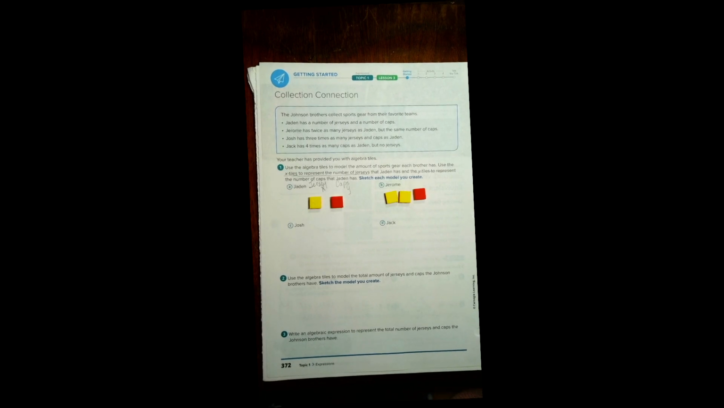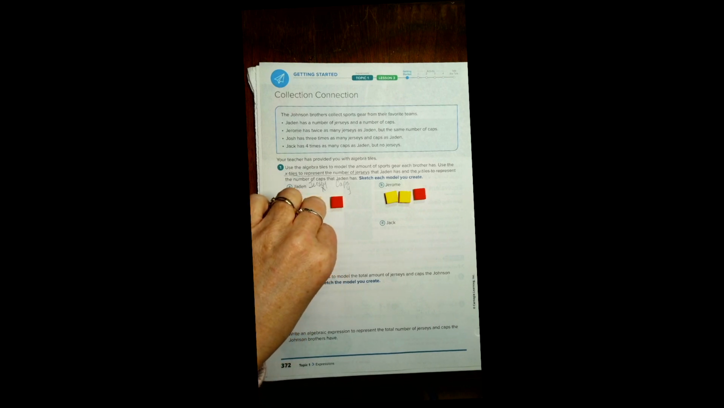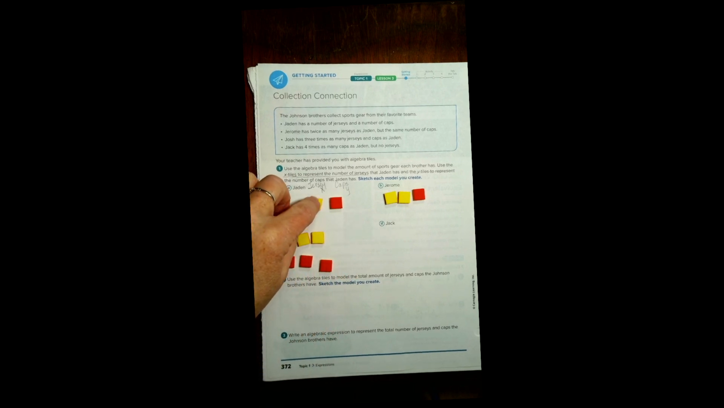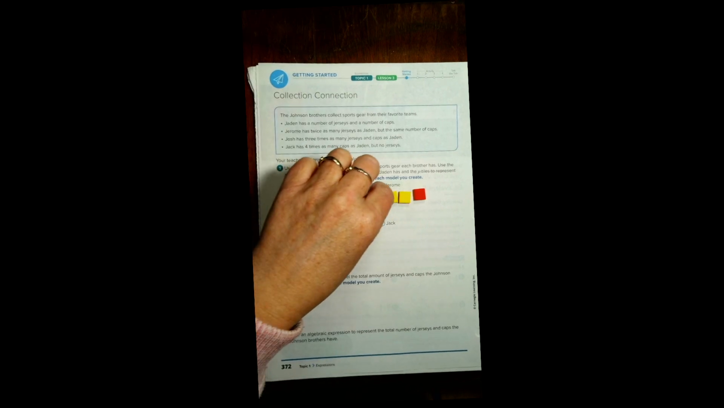Okay, so how about Josh? Josh has 3 times as many jerseys and caps. So 3 times as many jerseys as Jaden, so he'll have 1, 2, 3 of them. 3 times as many, and of the caps too. Just to point this out, let's say he had 2 jerseys. Then every one of these would represent 2. So Josh would have 2, 4, 6. Jerome would have 2, 4. Twice as many as 2 is 4. 3 times as many as 2 is 6, and so on.